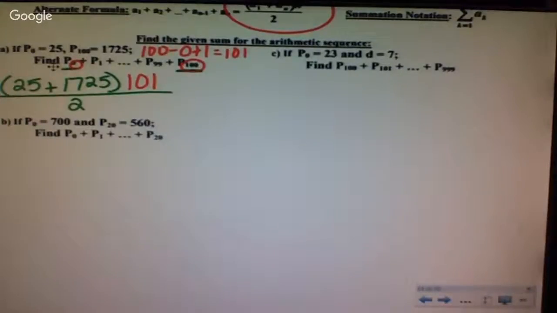So you would then plug this into your calculator. Make sure that you either place these in parentheses or add them first, hit equals, then multiply by 101, then divide by 2. You have to tell your calculator that the addition comes first. PEMDAS is not going away. So what do I get when I plug this in? 88,375.